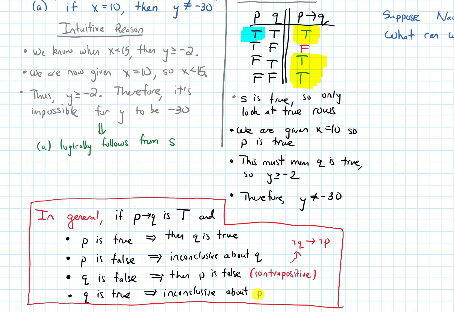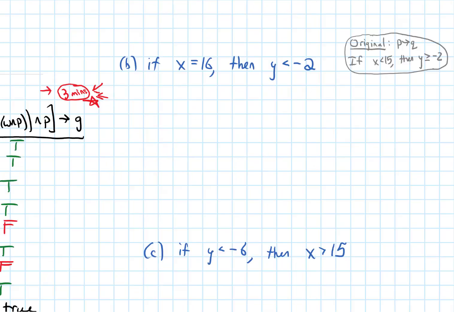So just to recap, in general, if I have an implication P implies Q, which is true, I can only say something conclusively if P is true. In that case, Q has to be true. Or if Q is false, then I can say P has to be false. So let's do some more examples.